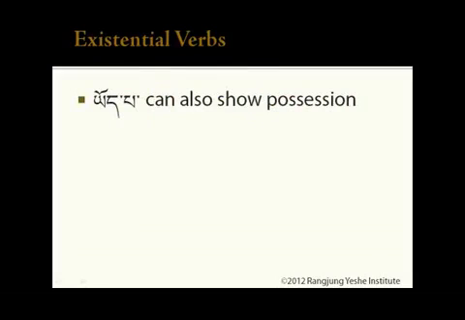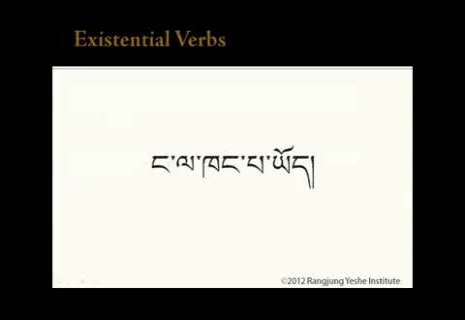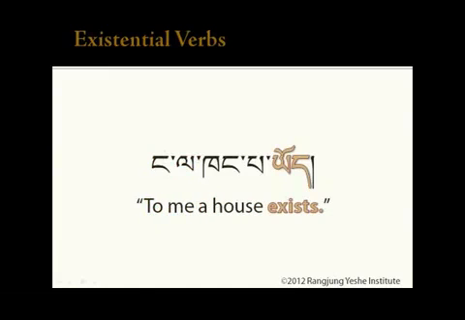The verb yupa can also be used to show possession. In these cases, the possessor is marked with the la particle. This is because in sentences that show possession, the possessor is understood as the location of the possession. For example, ngala kangpa yu means I have a house. Literally, we could read this as, to me, a house exists. Obviously, I have a house makes a little bit more sense.